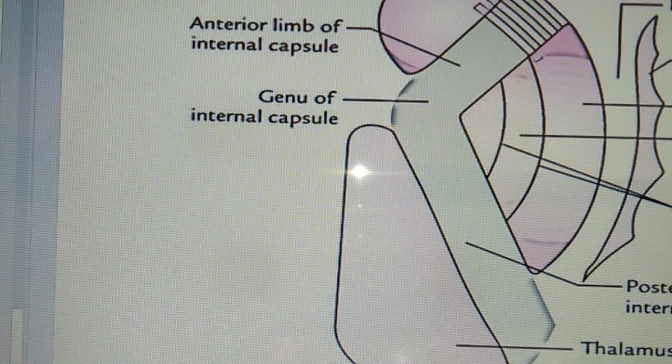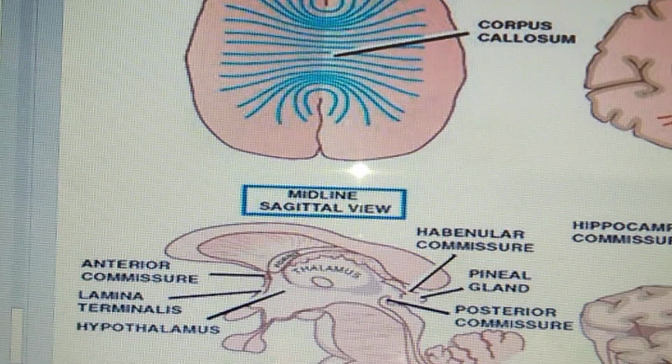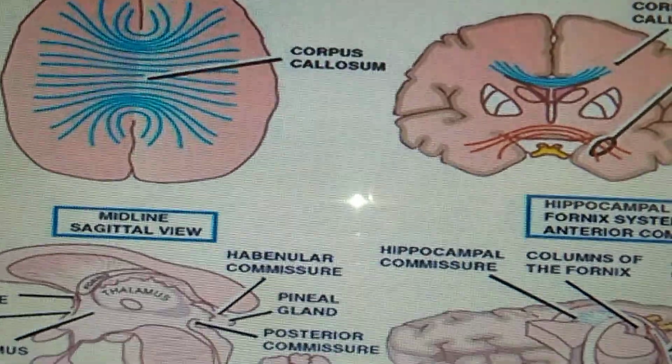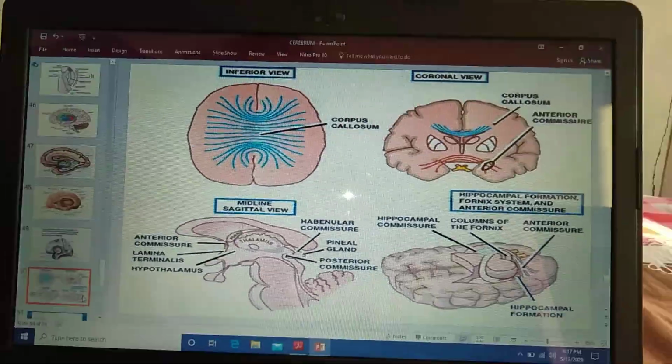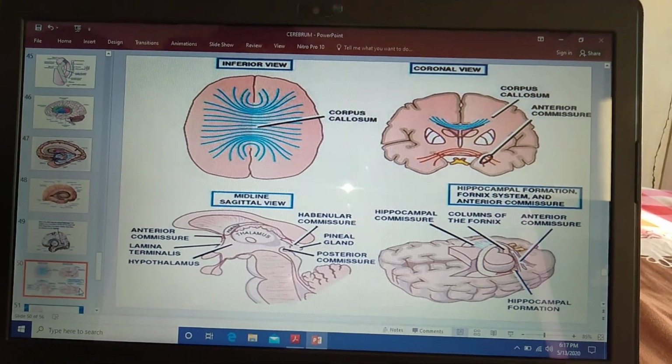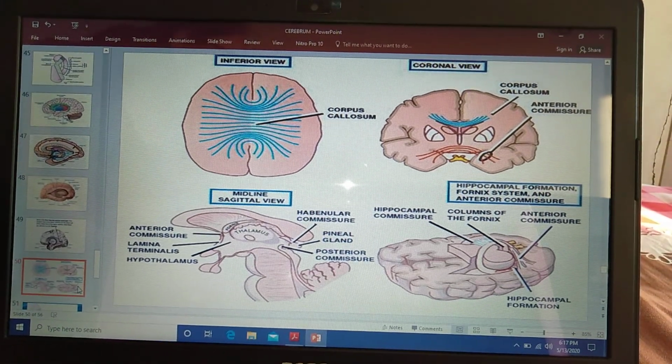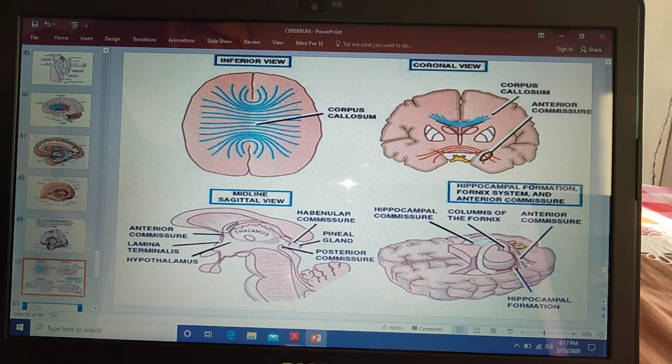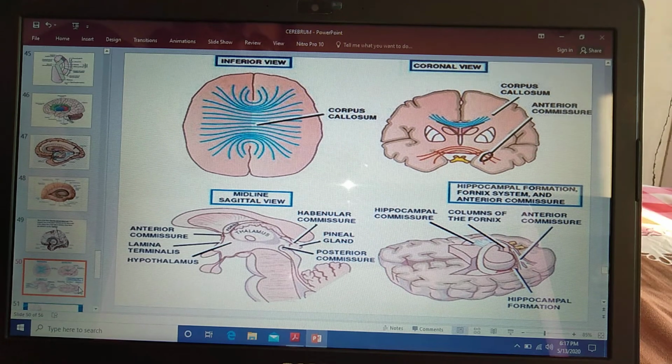We will see in this diagram, you will be able to see. Now, these constitute the commissures of the cerebrum, and the first is the corpus callosum. Which are the commissural fibers? First is the corpus callosum, connecting the cerebral cortex of the two sides.